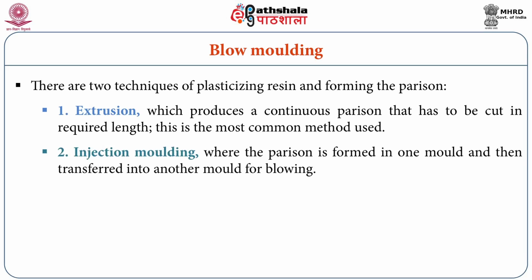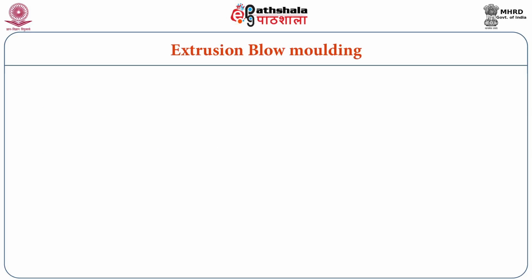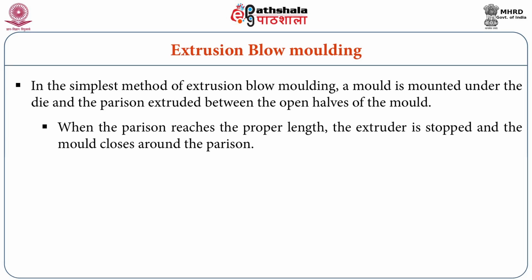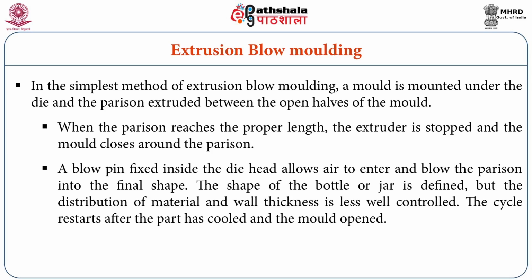Another one is injection molding, where the parison is formed in one mold and then transferred into another mold for blowing. Extrusion blow molding. In the simplest method of extrusion blow molding, a mold is mounted under the die and the parison extruded between the open halves of the mold. When the parison reaches the proper length, the extruder is stopped and the mold closes around the parison. A blow pin fixed inside the die head allows air to enter, blowing the parison into final shape.